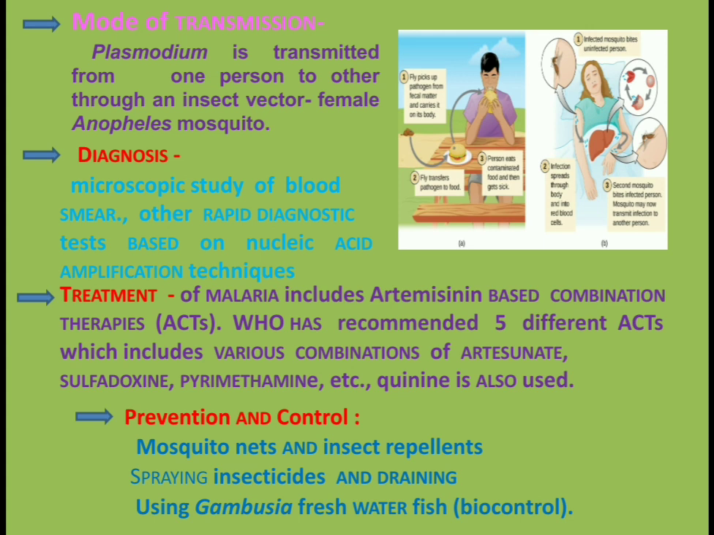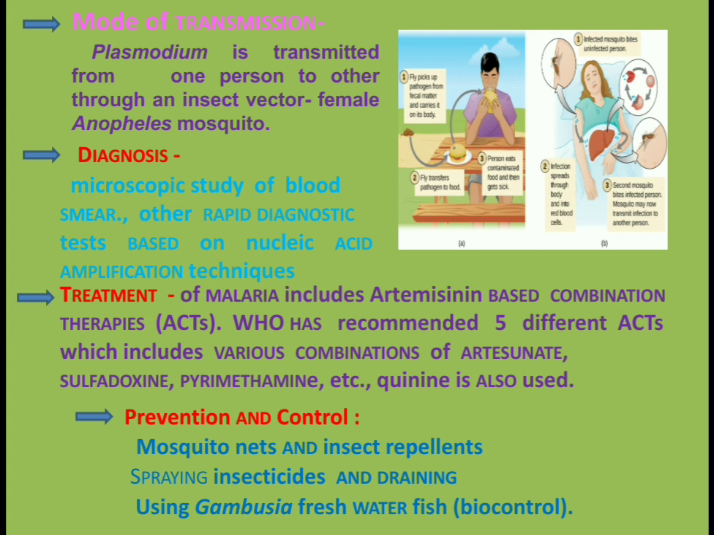Now we come to the last point in malaria, prevention and control. We discussed the life cycle of Plasmodium in the body of the mosquito and human being, and the formation of malarial disease in a healthy human being. Now we will discuss prevention and control.